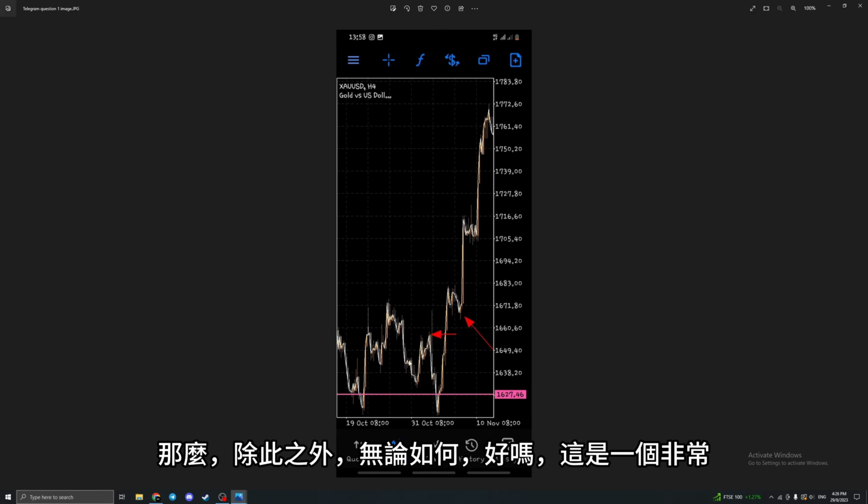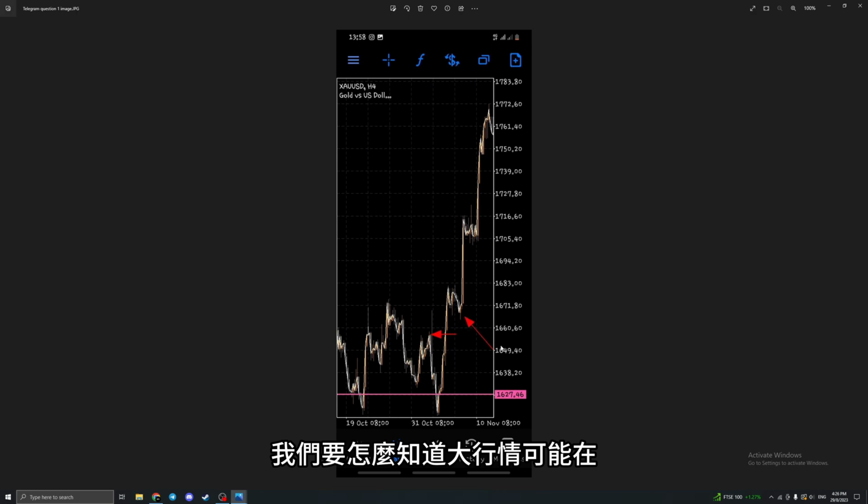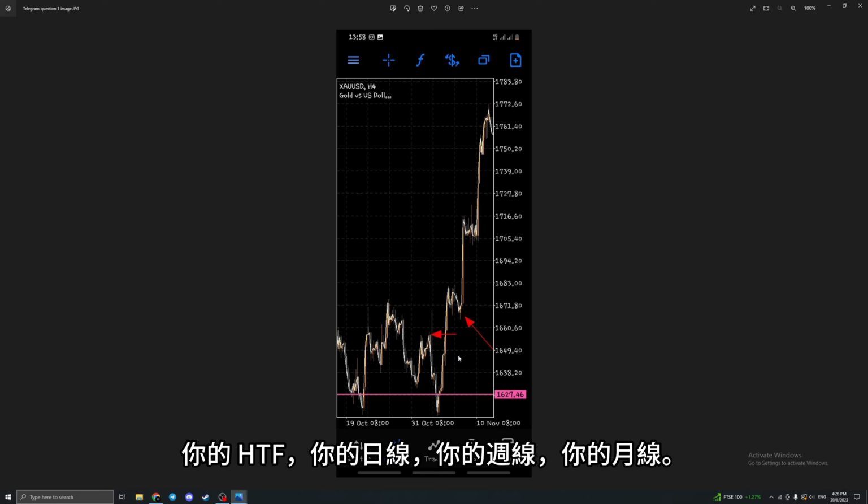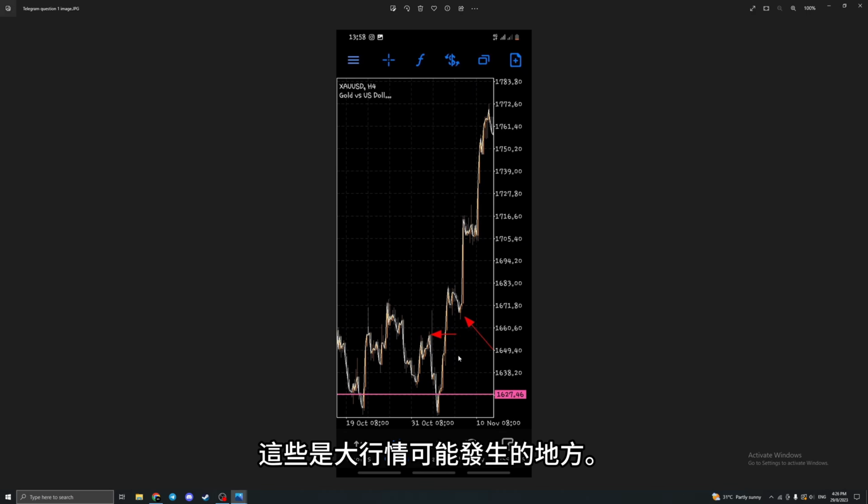Now, aside from that, regardless, okay, this is a very valid question. How would we know where the big move is likely to happen? Let me show you. First of all, you need to understand, big moves are more likely to happen from big time frames. What are big time frames? Your HTFs, your dailies, your weeklies, your monthlies. These are where big moves are likely to happen.